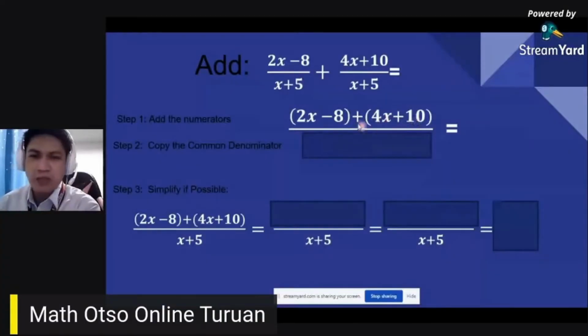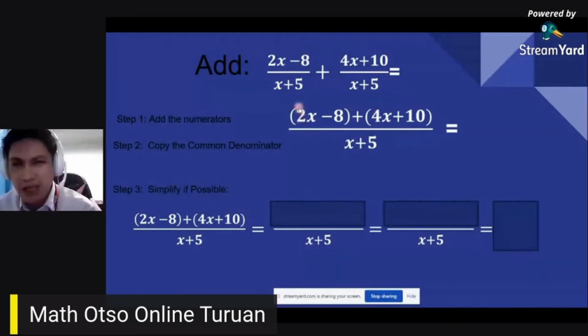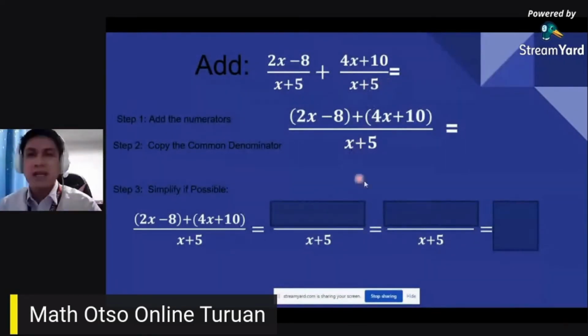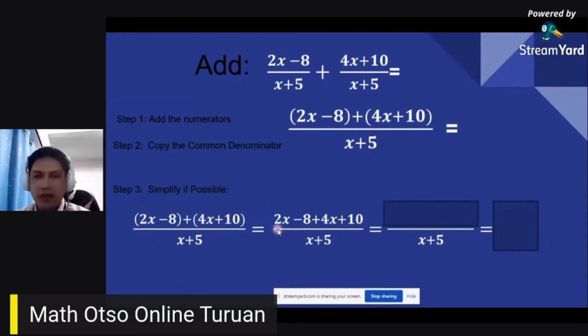So we add the numerators. And then step number 2, just copy the common denominator. The two x plus 5 became just one, because that is the common denominator. After that, step number 3, simplify if possible. So we remove the grouping symbols on 2x minus 8 and on 4x plus 10. Take a look at this: 2x minus 8 plus 4x plus 10. The grouping symbols are gone. We combine them, all over x plus 5.